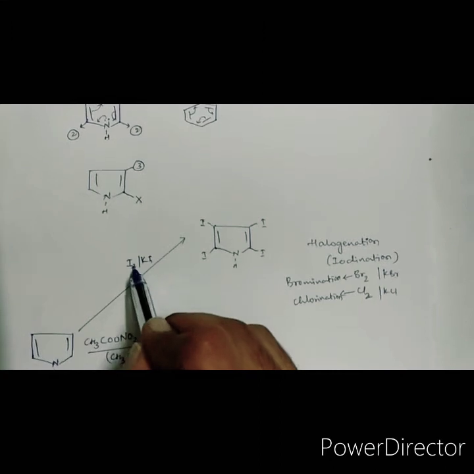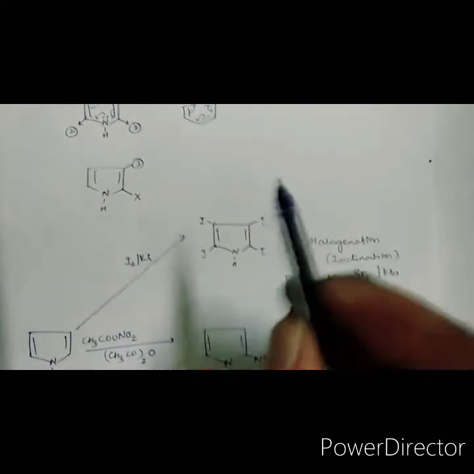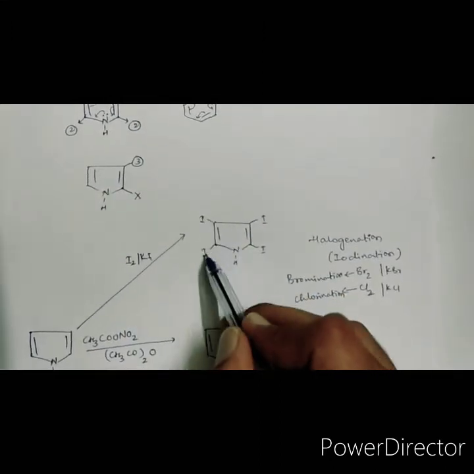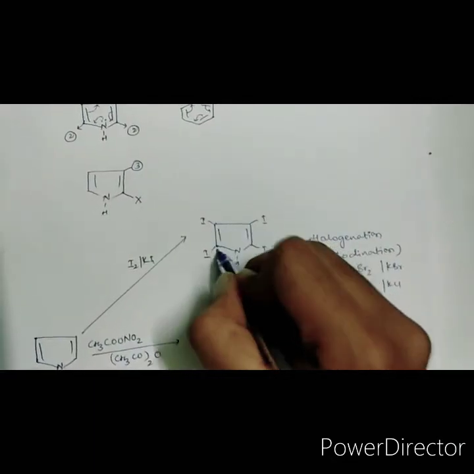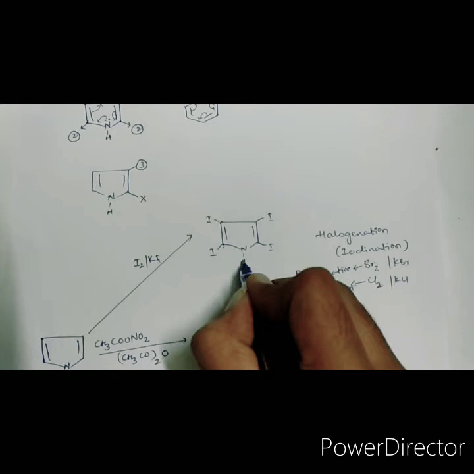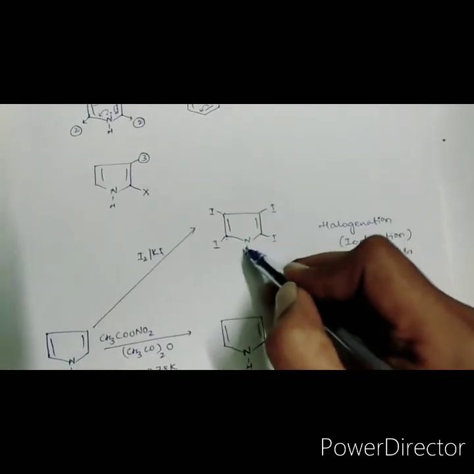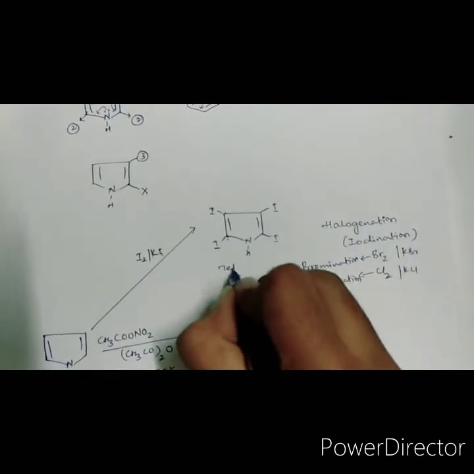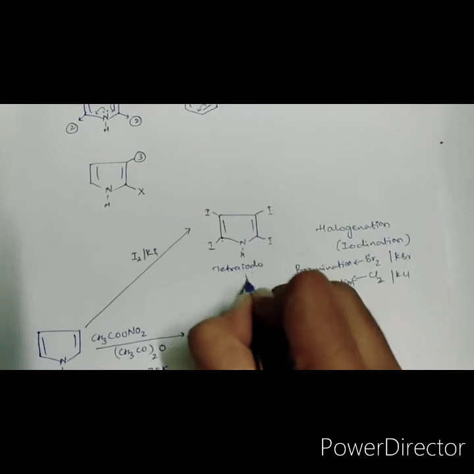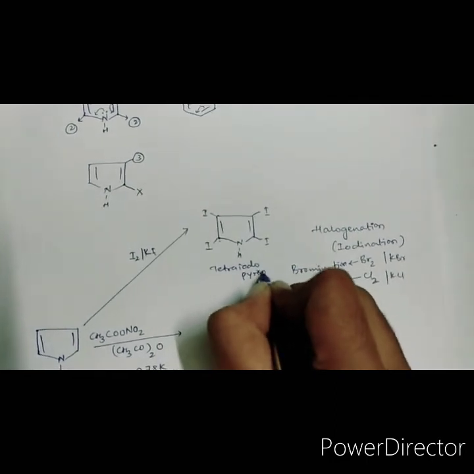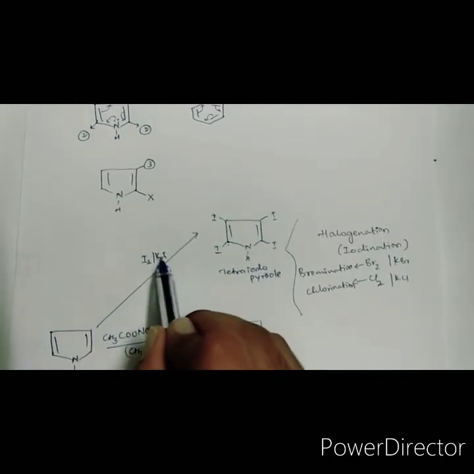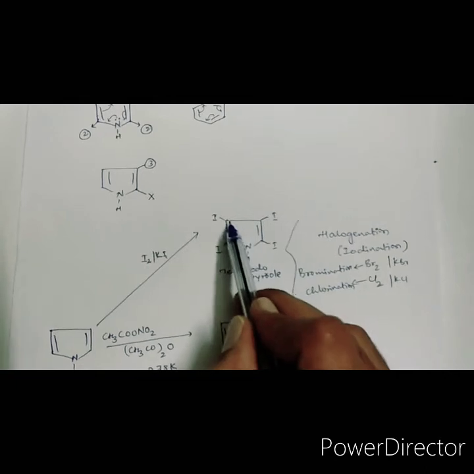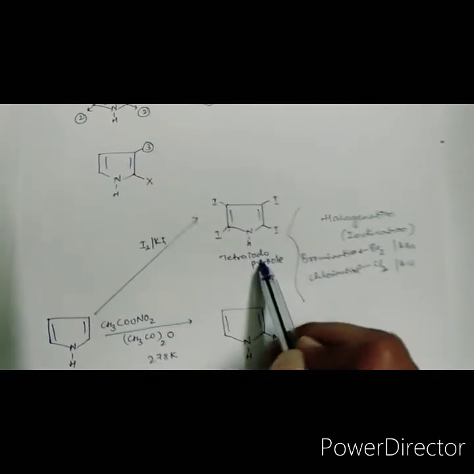So if we react it with iodine and potassium iodide, four atoms of iodine get attached at the second, third, fourth and fifth positions respectively. So this is known as tetraiodopyrrole. So when pyrrole reacts with iodine in the presence of potassium iodide, we get tetraiodopyrrole.